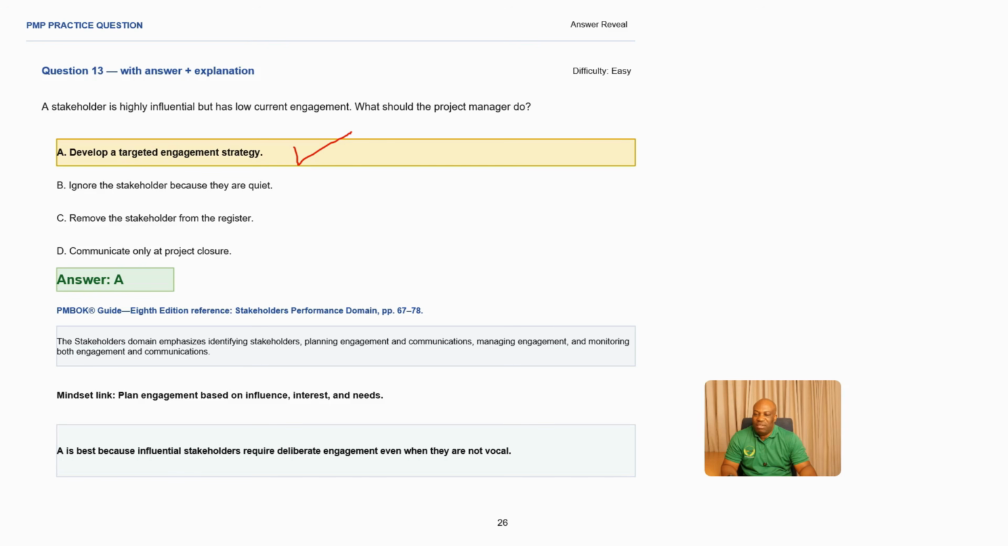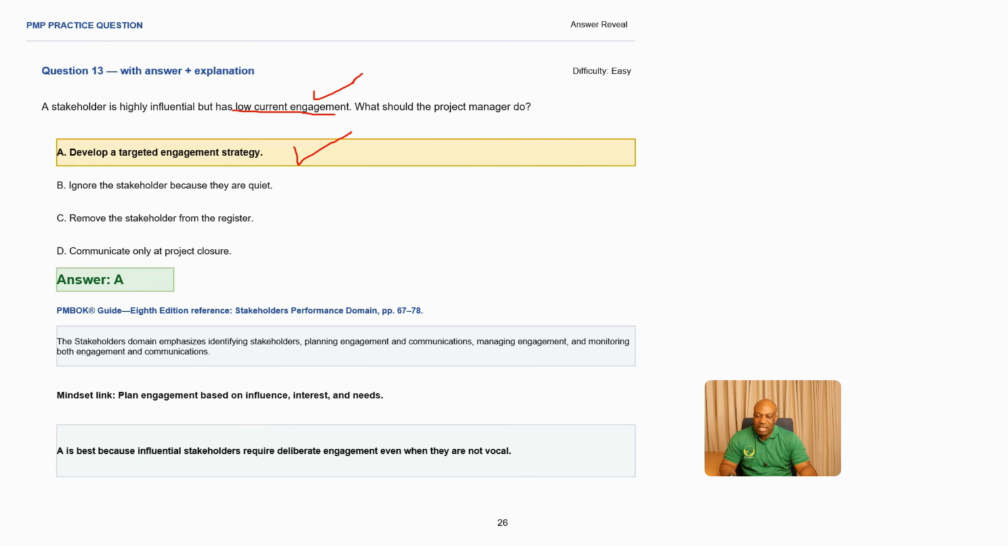So you need to develop a targeted engagement strategy. Why are you targeting? Because this is a very influential stakeholder. It means they have impact. Their decisions or their behavior can make or break the project. So you need to have targeted engagement with them, since at the moment their current engagement is very low.